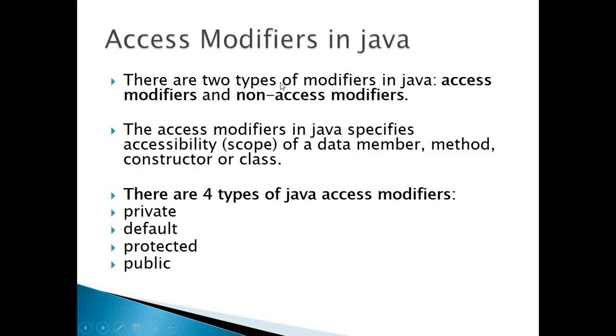I think many of you are already aware of access modifiers, so I don't want to spend much time on this. In access modifiers we have four types: private, default, protected, and public. If you want to remember this concept, I will give you one very weird example, but it is still effective for remembering these concepts.